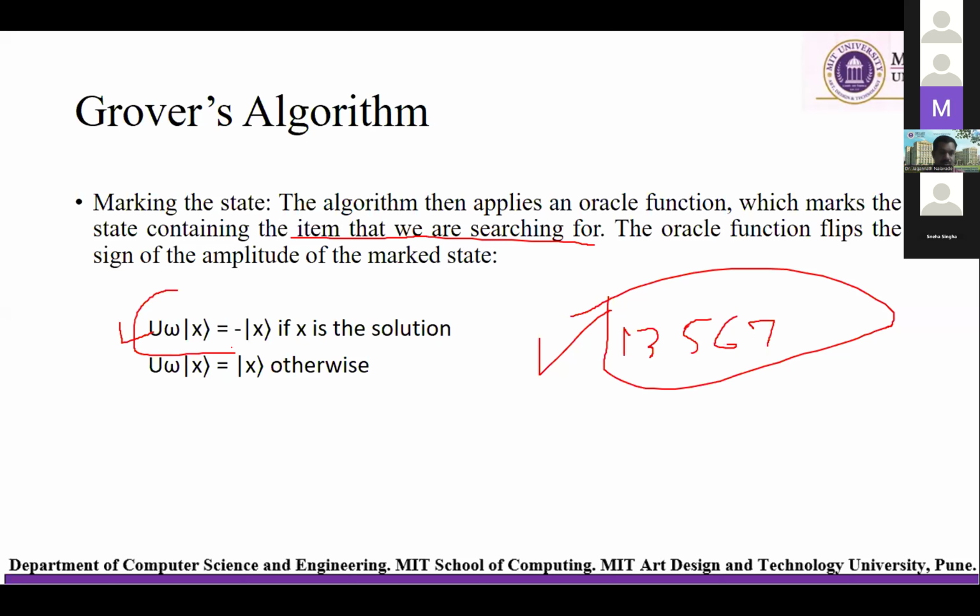The output from the oracle function is given here. U_w |x> is equal to minus |x> if x is a solution, because we are marking this, we are flipping that particular result, so that here it is marked as a minus. And U_psi |x> is equal to |x> otherwise. So we can say that this is not a solution using this particular notation.